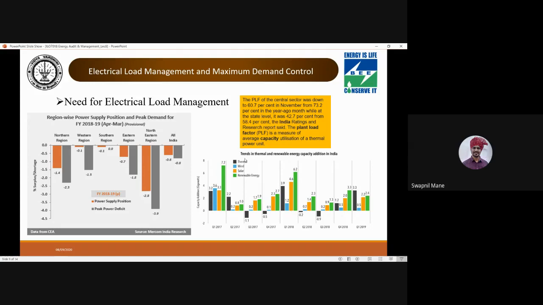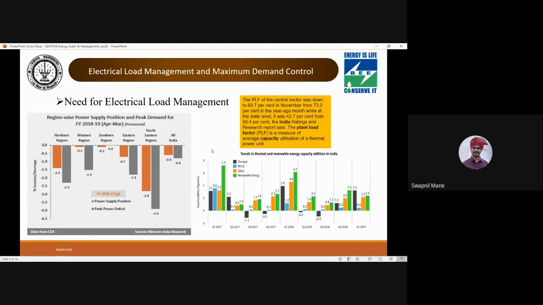Let us look at the trends in thermal and renewable energy capacity addition. Here we are talking about the need for electrical load management. The first thing that we have to discuss is that the power supply shortage is there. That is why there is a need for electrical load management. We should manage the load properly so that each and every region of our country will be supplied with a surplus amount of energy, and there should not be any deficit or shortage of energy. That is why we should go for electrical load management.